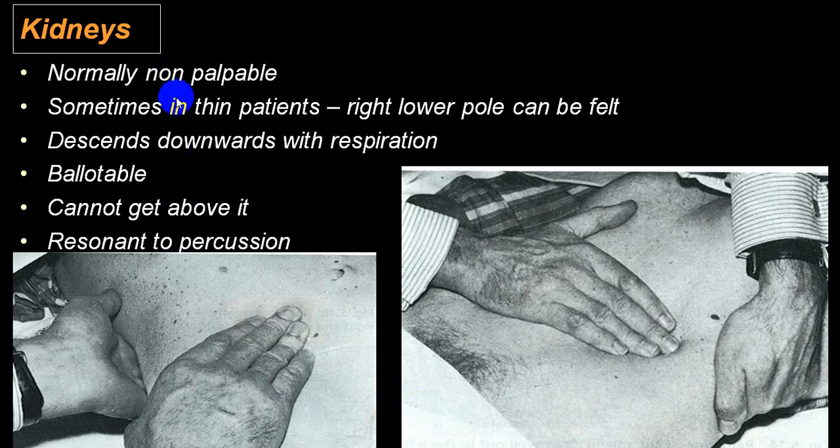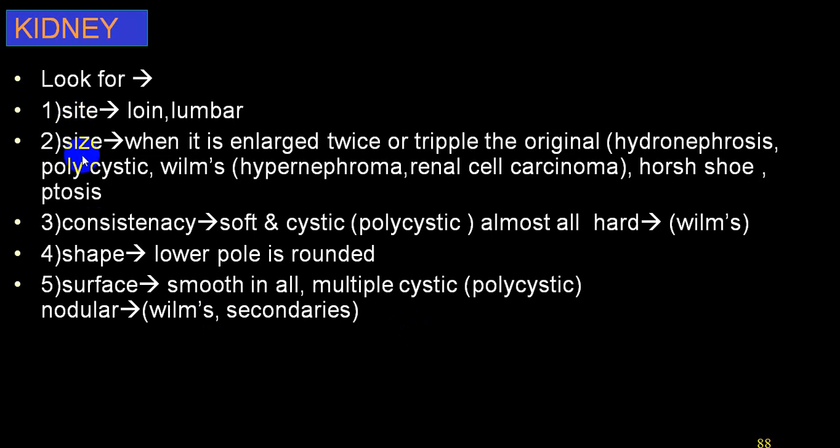And again, you will have to mention all the findings of palpation in a kidney, that is site, size, consistency, shape, surface, etc. The kidney will be massively enlarged in hydronephrosis, polycystic kidney and Wilms tumor. Occasionally in case of a horseshoe kidney. If kidney is having a ptosis, instead of in the loin, it is in the right iliac fossa or left iliac fossa, it may be palpable.